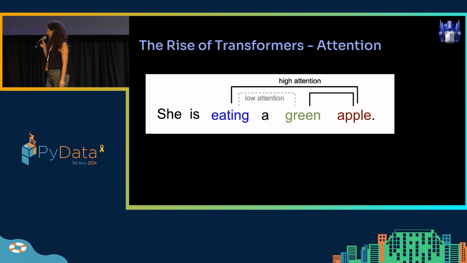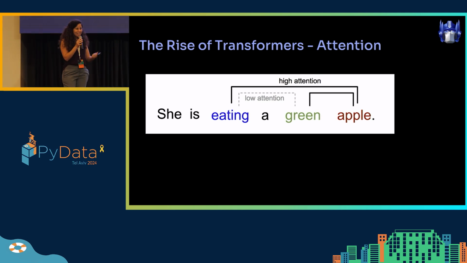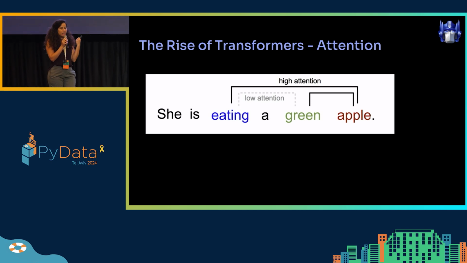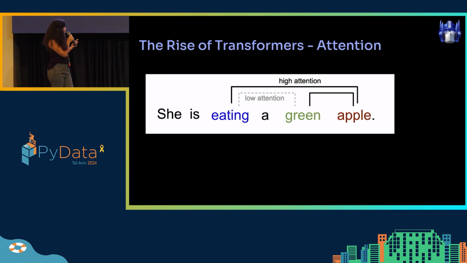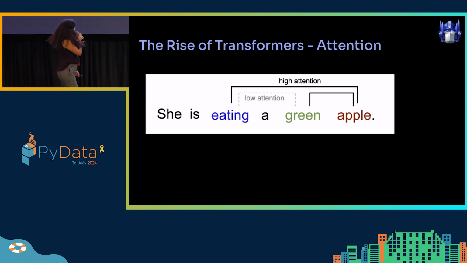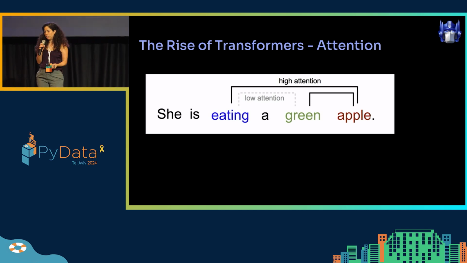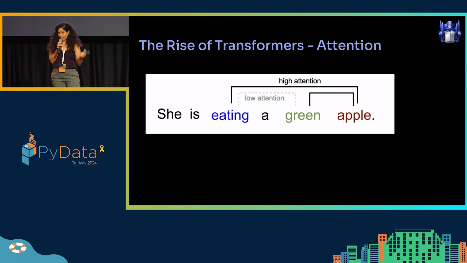At the heart of the transformer mechanism lies the attention. Attention allows the model to focus and prioritize a specific part of the text. For example, if you have the sentence, she's eating a green apple, between the words eating and apple there is high attention, and between the words eating and green there is low attention. This ability allows the model to focus on subtle nuances and long dependencies.